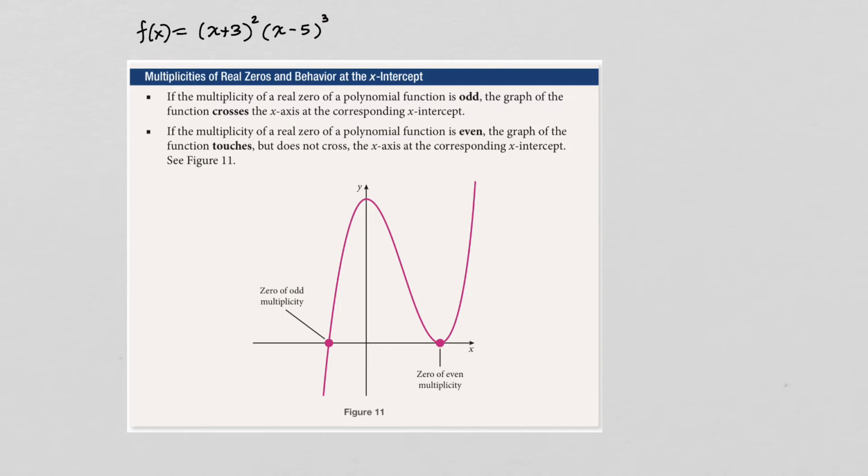The multiplicity determines the behavior at the x-intercept, and it works like this. If it has an odd multiplicity, then the graph is going to go through the x-axis at that point. But if it has an even multiplicity, the graph is going to simply touch the x-axis there, but it is not going to pass through the x-axis. So the multiplicity of the factors, or sometimes they will say the multiplicity of the zeros, tells you about the behavior at the x-intercept. Let's take a look at an example.